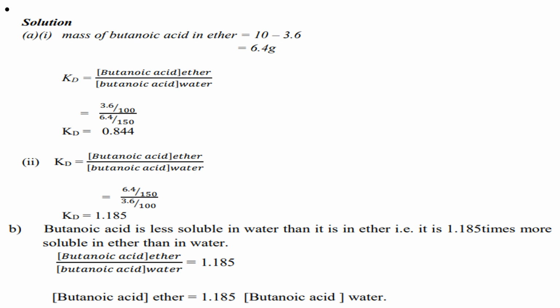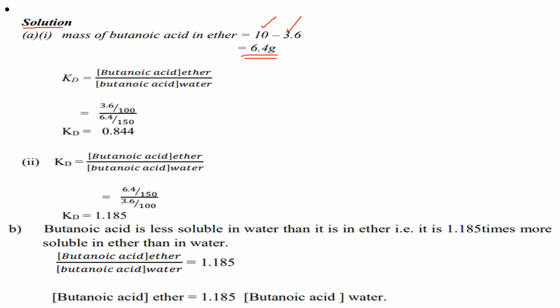As a solution, for part A Roman number 1, the mass of butanoic acid in ether is going to be 10 minus 3.6, because the one for water was given as 3.6. So how do we get the one for the other? We get the total mass, then subtract the other component, and remain with 6.4.